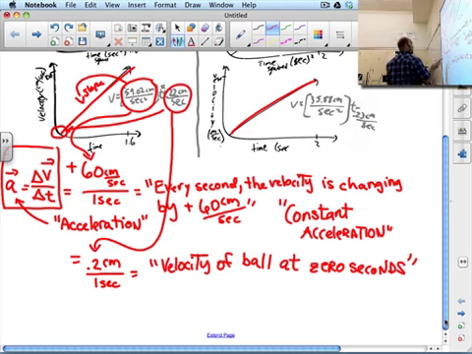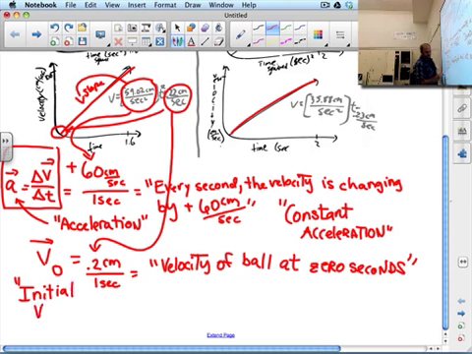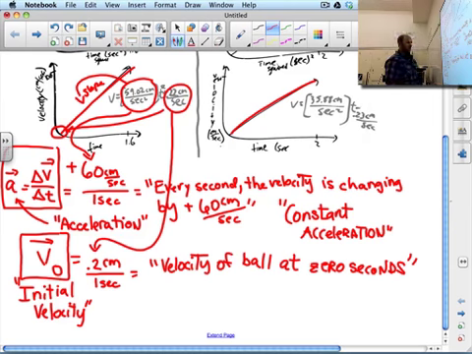So this is called velocity at 0 seconds. That's the symbol. And you would call it initial velocity. All right? Cool. All right. So you got this symbol that you got in there.